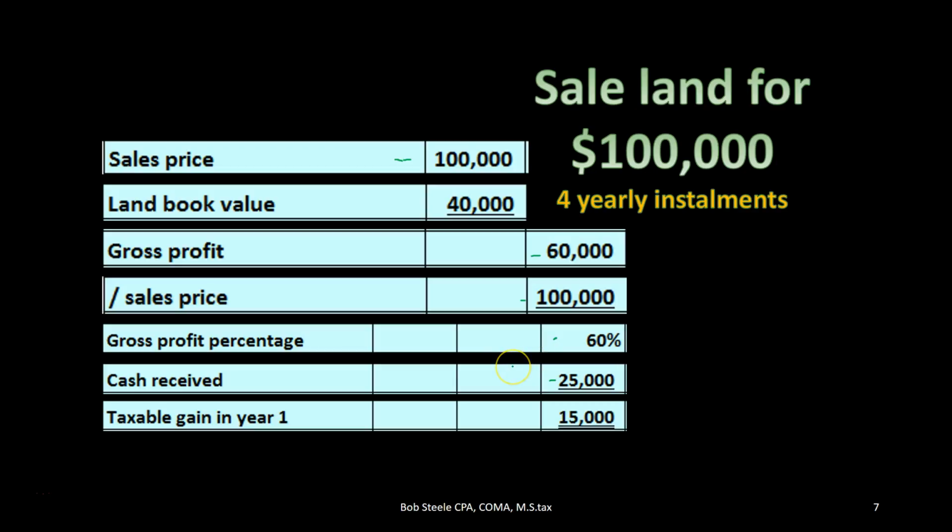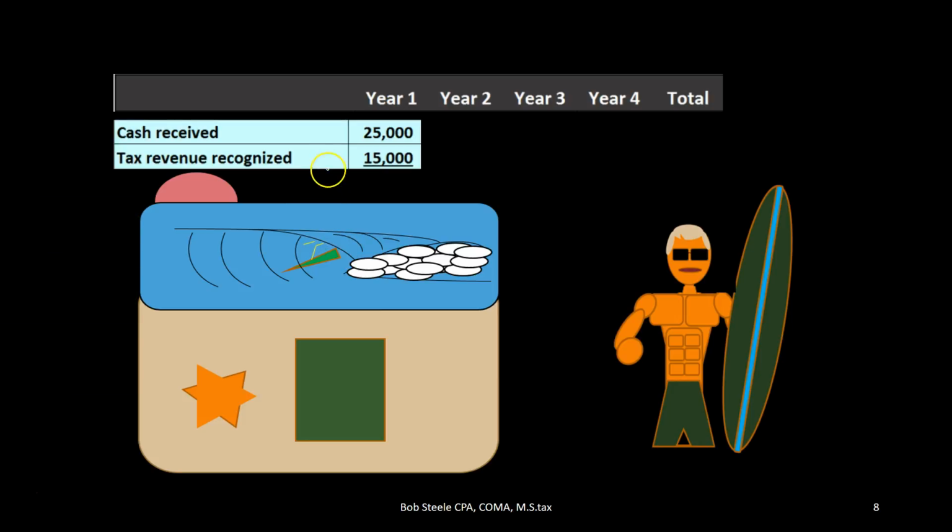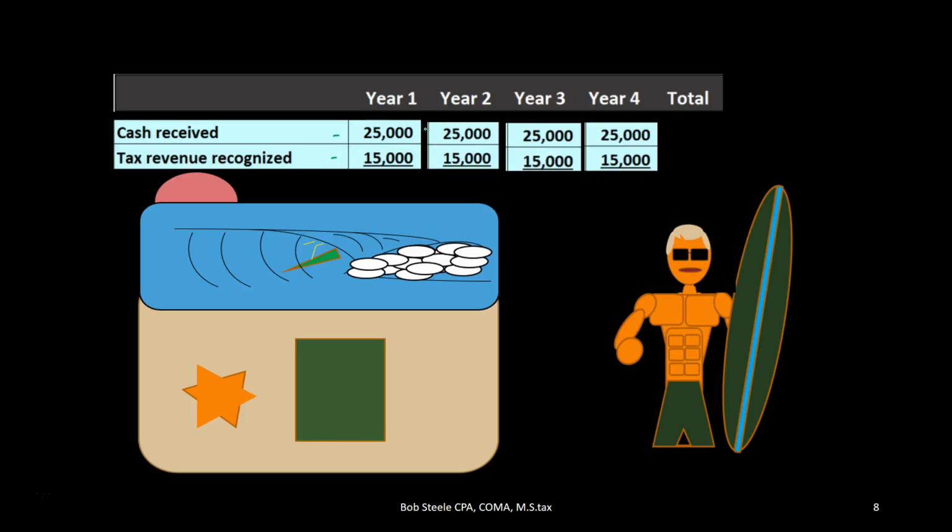In our example, how would that work out in table-wise? And then we'll look at it in terms of debits and credits. Table-wise, we'd say, okay, in year 1, we got $25,000 cash. We got $15,000 that we're going to record as revenue for taxes. Same in year 2, same in year 3, same in year 4. That means that, of course, over that 4-year period, we're going to get $100,000, the total cash, and we're recognizing revenue of $60,000 on a tax basis.